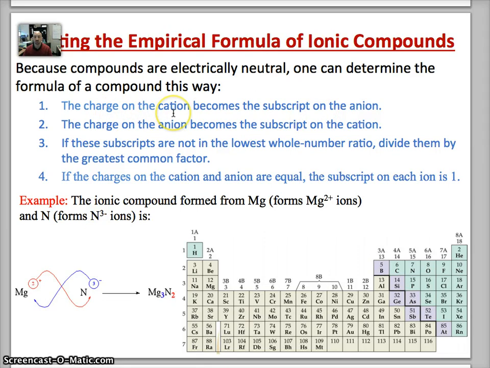There's a couple little rules here. So the charge on the cation becomes the subscript of the anion. The charge on the anion becomes a subscript on the cation. If those subscripts are not in the lowest whole number ratio, then you need to divide by the greatest common factor. And if the charges on the cation and anion are equal, then the subscript on each ion is 1.